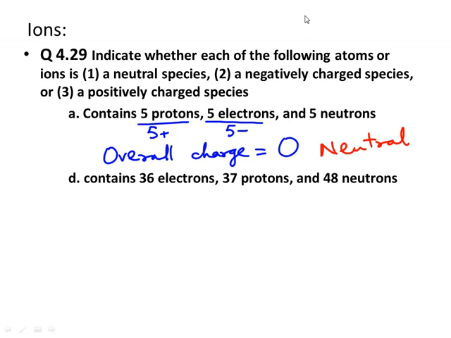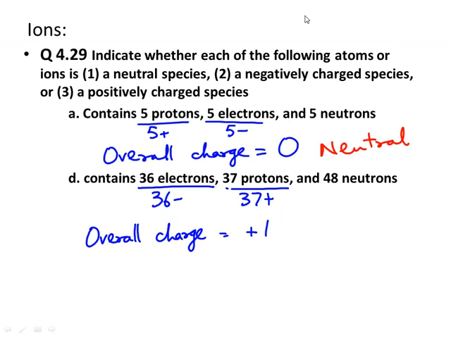The next section says 36 electrons and 37 protons. Once again, neutrons are not needed here. So there are 36 minus and 37 plus. If that's the case, the overall charge will be plus 1. So this particle is a positively charged particle.